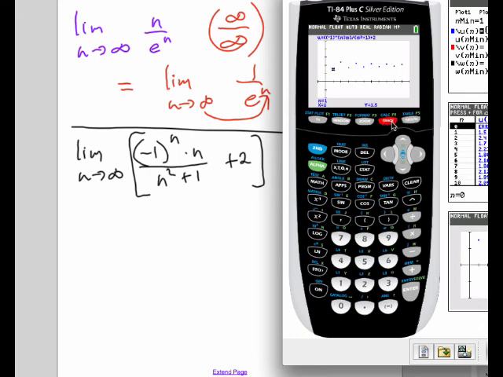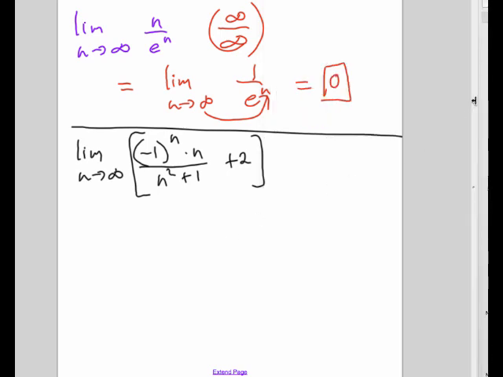And if I trace, do I seem to be closing in on something? I seem to be narrowing in on something. Looks like I'm narrowing in on 2. Okay, if I want to go further down the line, if I want to go to n equals 30, let's change our x max to 30. That's nice. You can definitely see it's approaching something. Looks like it's 2.